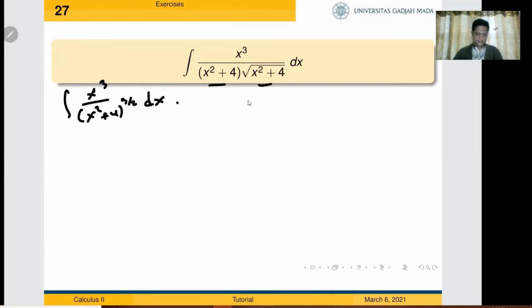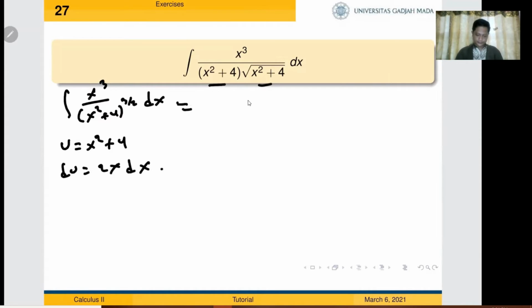And what we have to do if we see something like this: the first derivative of x squared plus 4 becomes 2x, so the x will cancel. So I think the first move should be to substitute u for x squared plus 4. And du is 2x dx.